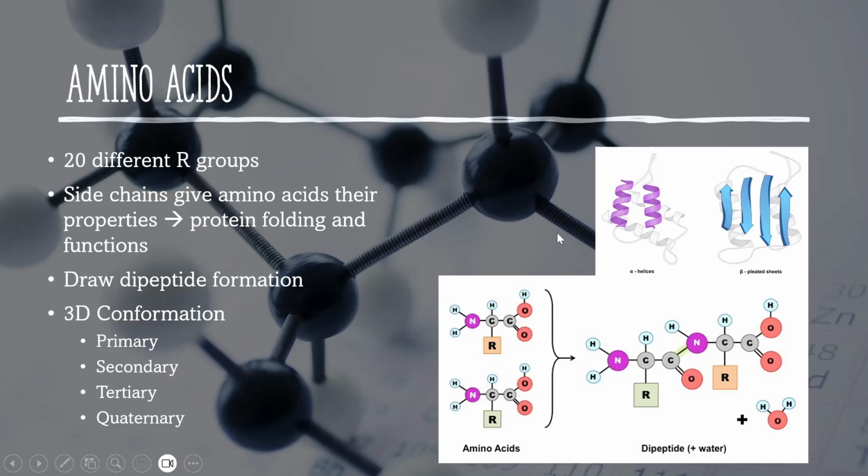So different forms, you have different conformations. Primary is just the amino acid sequence, like glycine, valine, just in a line. And then secondary is the alpha helices and the beta pleated sheets. You have to know alpha helices and beta pleated sheets. And then tertiary structure, and then quaternary structure. Tertiary structure is when you start having a polypeptide. Quaternary structure is when different polypeptides associate with each other.